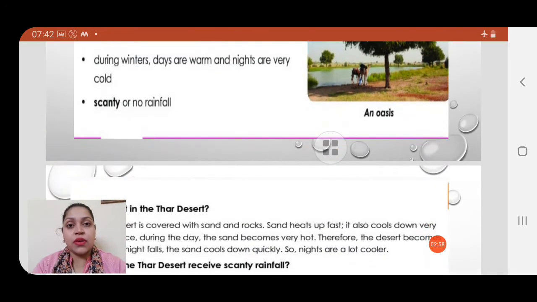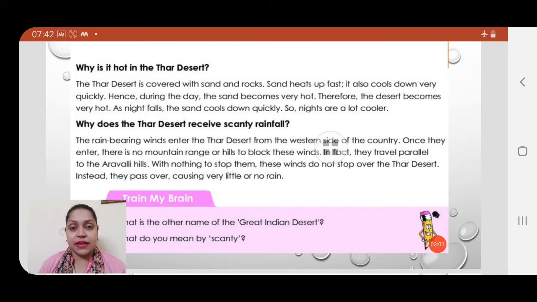Okay, children, now let's move to the next topic. I hope you have taken out your textbook and are following with me. On the next page it's given: why is it hot in the Thar Desert? It's a very good question. The Thar Desert is covered with sand and rocks. Sand heats up fast. It also cools down very quickly. Hence, during the days, the sand becomes very hot. Therefore, the desert becomes very hot. As night falls, the sand cools down quickly, so nights are a lot cooler.